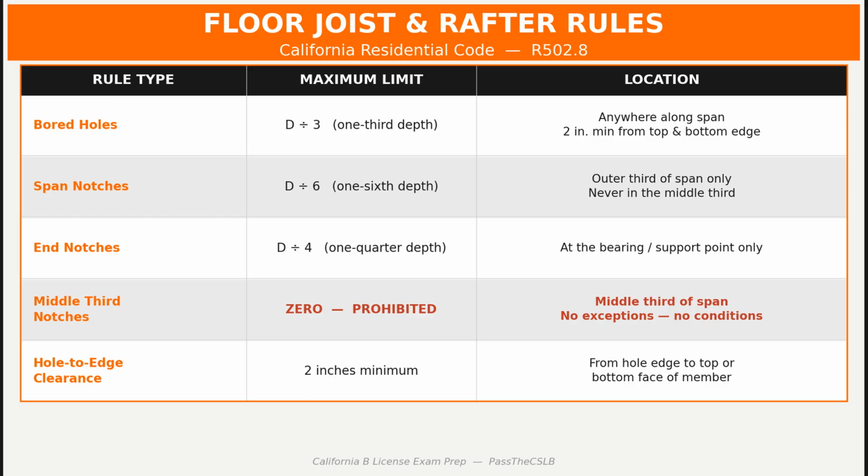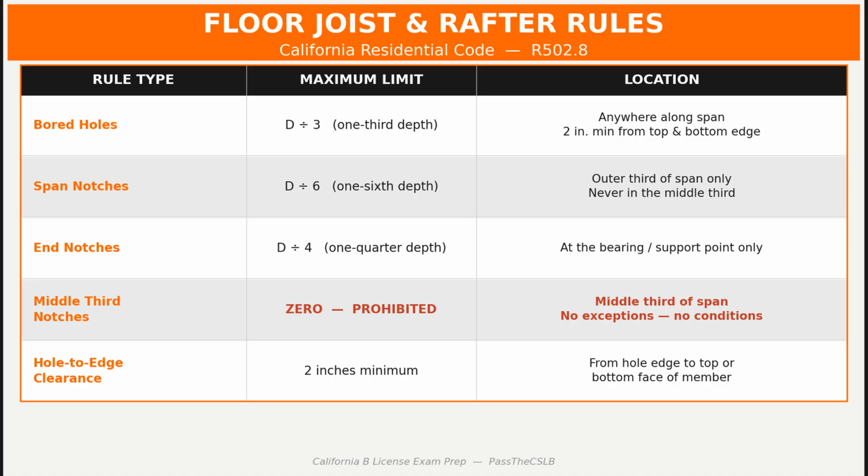And this is precisely why the code draws a hard boundary around the middle 1/3 of every floor joist span and declares no notches. Zero. Not a reduced limit, not a smaller fraction, zero, with no exceptions, no conditions, and no partial allowances of any kind.